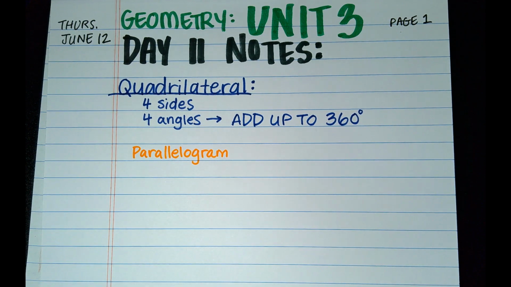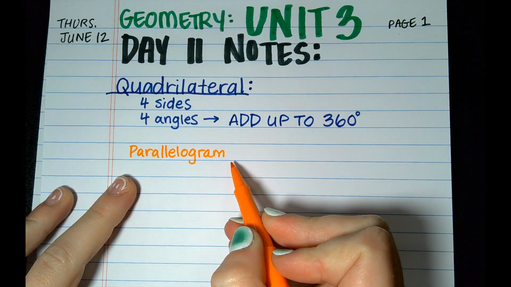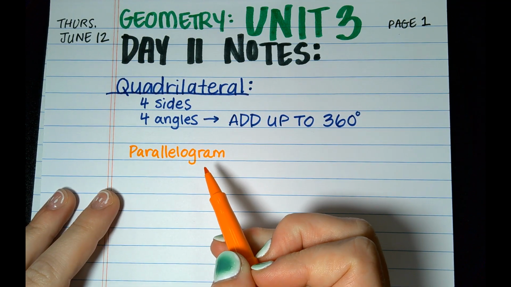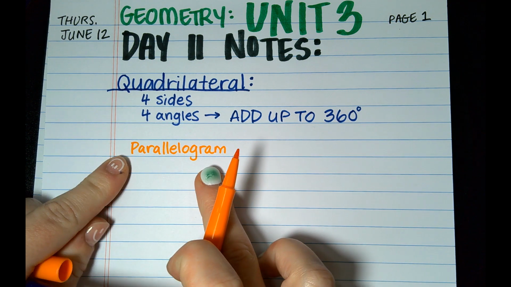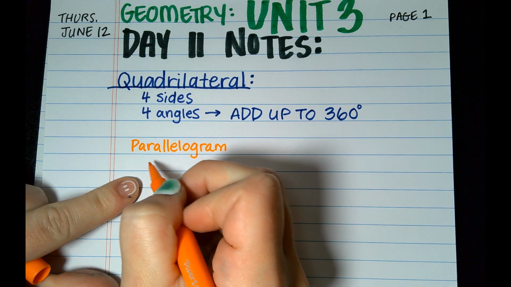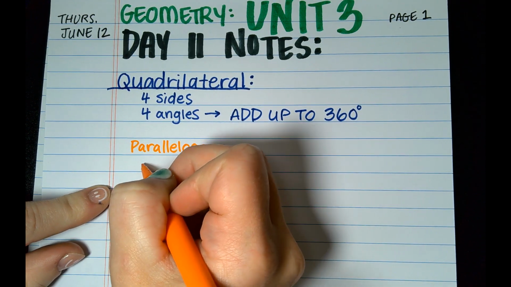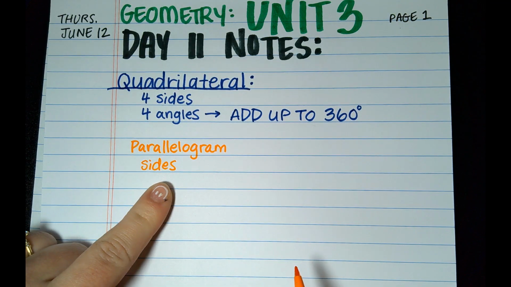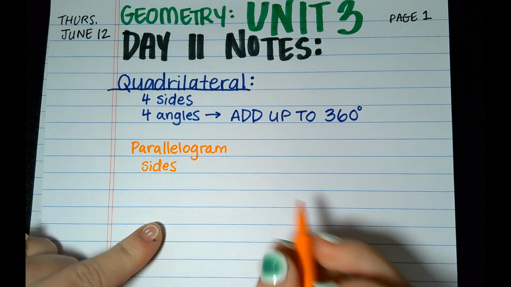Parallelogram. Now you guys say it. Ready? Parallelogram. Good. A parallelogram is a quadrilateral. It always has 4 sides and 4 angles, but now we're adding another specific detail about it, and that is that the sides are parallel to each other.